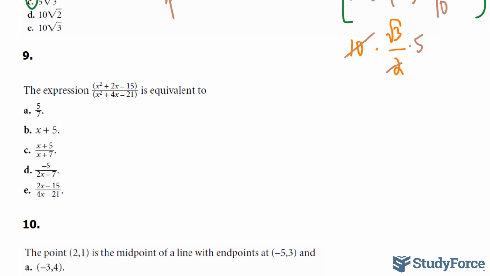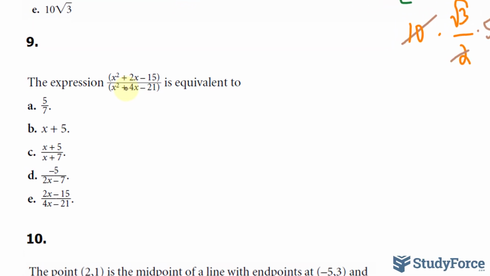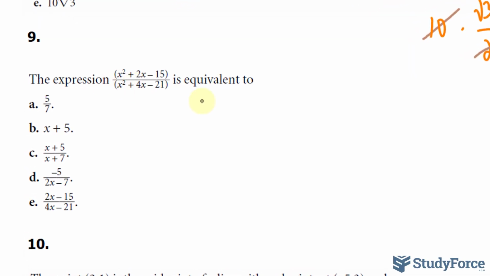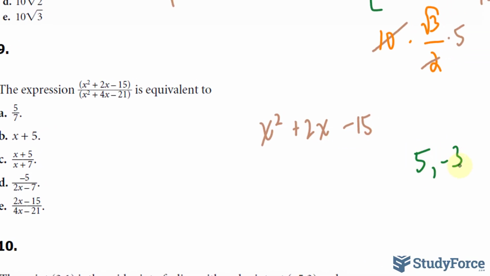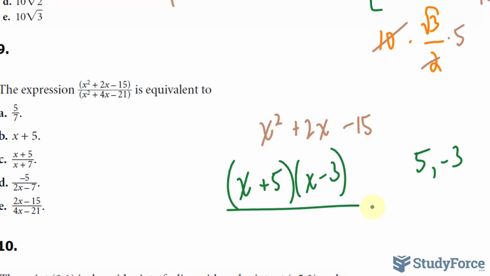The expression shown here is equivalent to... The good thing about this is that the numerator expression is a quadratic, and so is the bottom one, and I'm assuming that they can be factored. So let's start with x squared plus 2x minus 15. What two numbers multiply to negative 15 and add to 2? I think it's 5 and negative 3. You can use this technique whenever there's no leading coefficient. So I will write down x plus 5 and x minus 3. I just factored the top, and that will help us reduce this down.